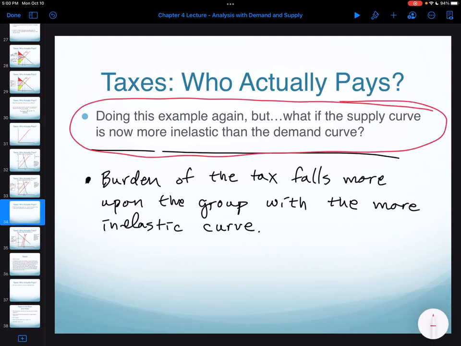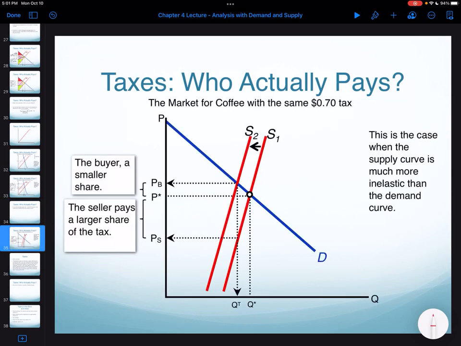Now I'm not going to draw it all out. We've already gone through this at least twice now. I'm just going to show you what this diagram looks like after it's drawn. But let's flip it around. What if the supply curve is now more inelastic than the demand curve? Okay. And that's the nicely drawn diagram I have here, rather than going through it step by step. We've already gone through it twice.